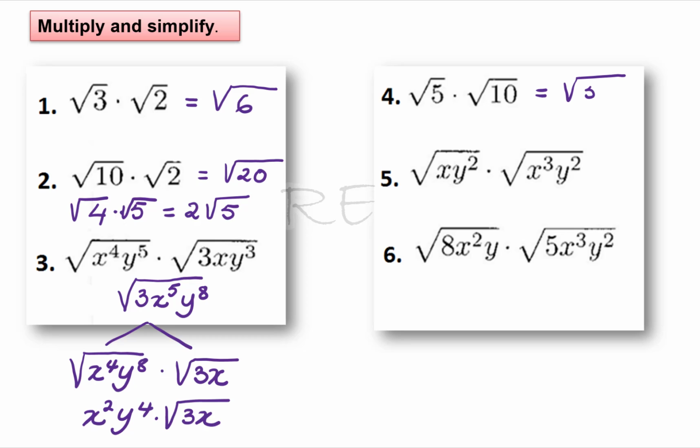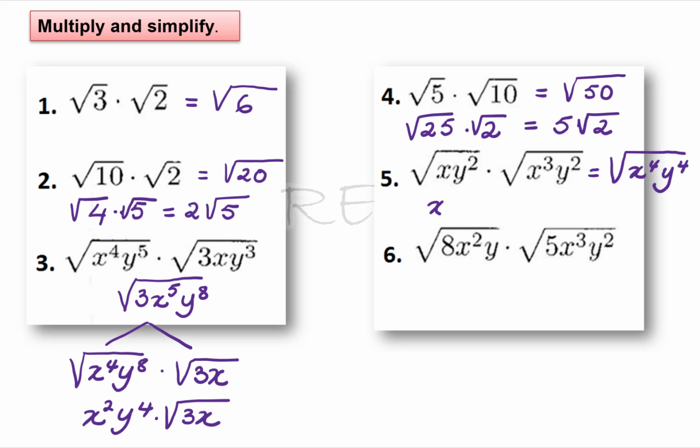The square root of 5 times the square root of 10 is the square root of 50, and 50 is 25 times 2. The square root of 25, the perfect square, is 5, and we multiply it by the square root of 2. If we put everything together, we get the square root of x to the 4th, x times x cubed, times y to the 4th, which is a perfect square, and the answer is x squared y squared.